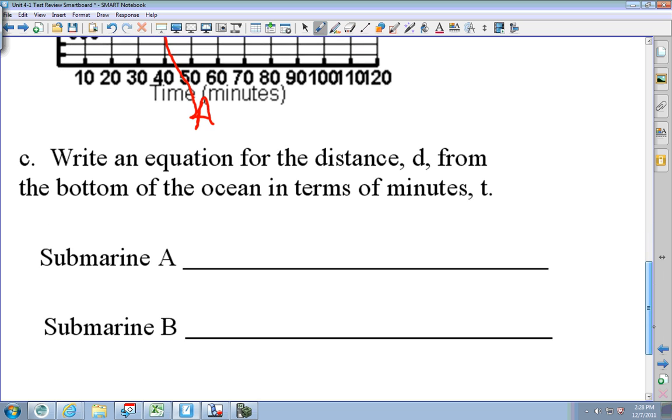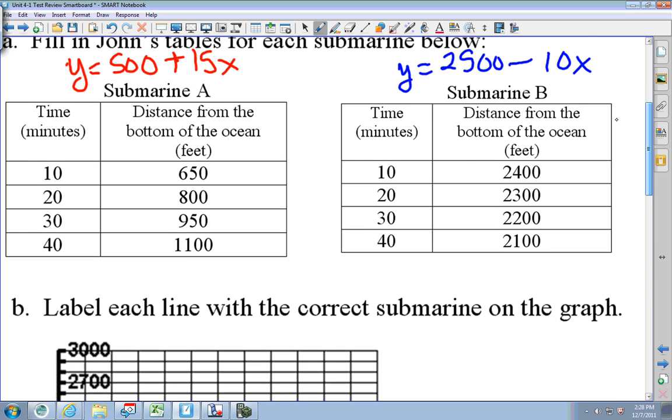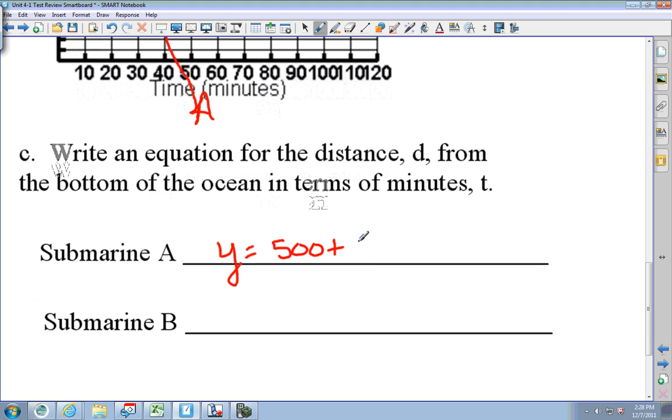Write an equation. Okay, and we just did that actually, didn't we? Y equals 500 plus, let's go back up here and look, 15x. And then I had y equals 2,500 minus 10x.